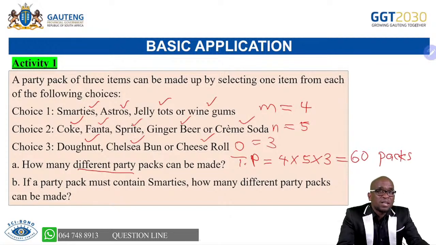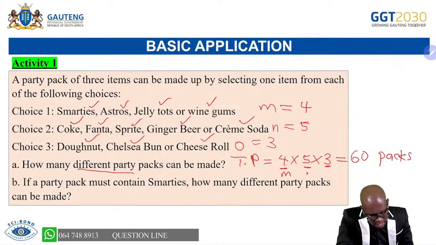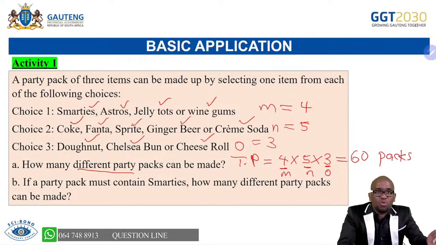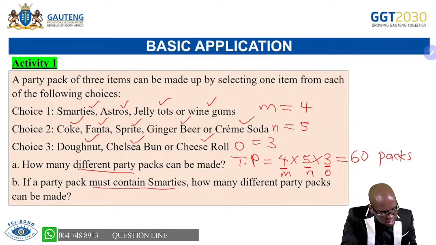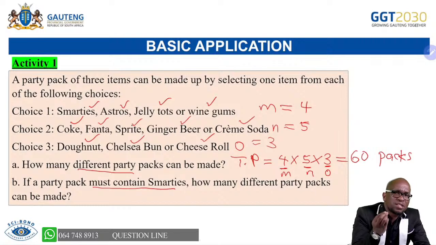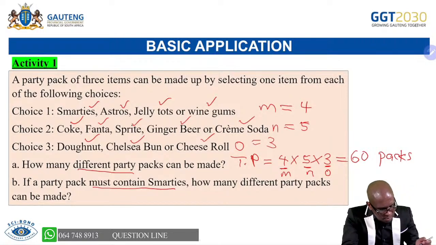So now, that is the first one because we have 4 options here, 5 options there, and 3 options there. That was M, N, and O. Right. And then now they say if a party pack must contain Smarties, you see now we are starting to have what we call a restriction. How many different party packs can be made?